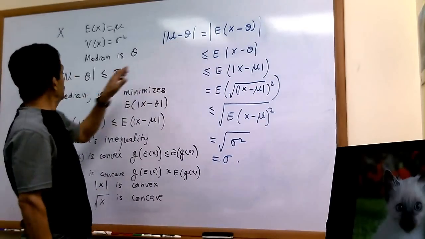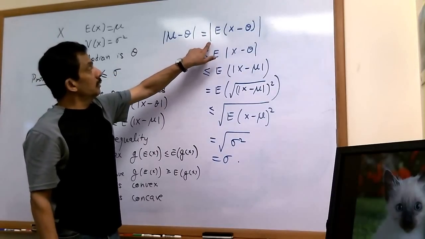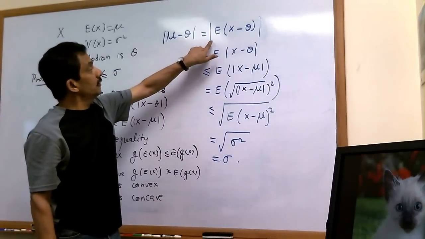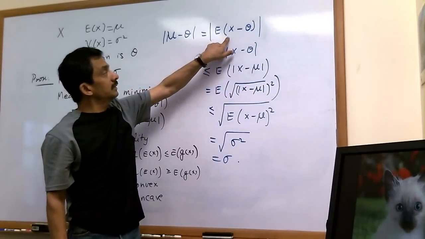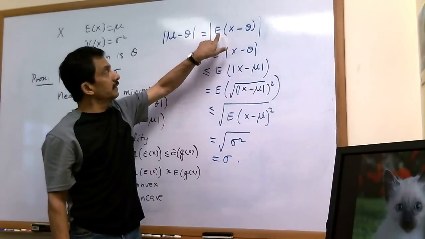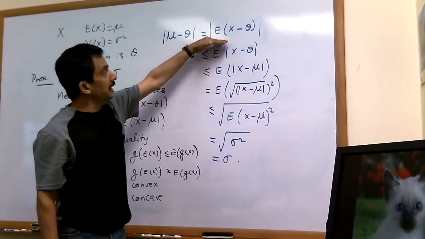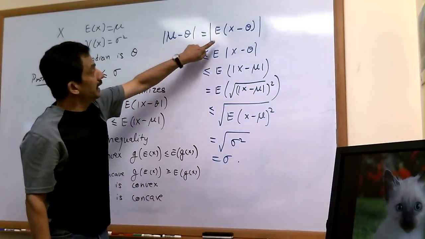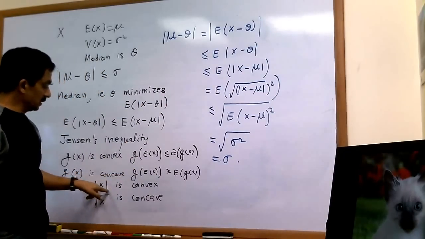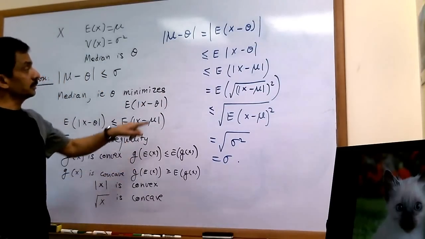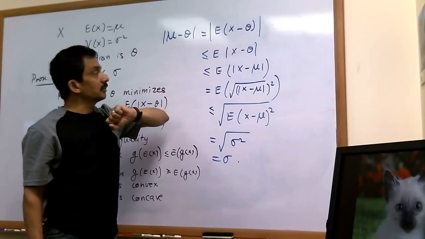Now, consider this quantity on the left side. All right, now we take the absolute value of this quantity. We haven't done anything because the expected value taken within the parentheses will give you the expected value of x minus theta, which is basically mu minus theta. So nothing has happened here yet. But now, what you do is apply Jensen's inequality to the absolute value function, which basically means that this is less than or equal to the expected value of the absolute value.